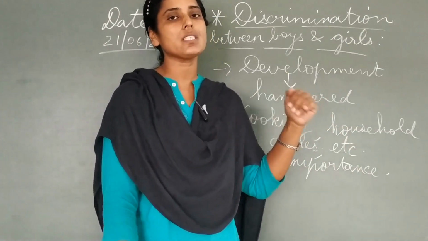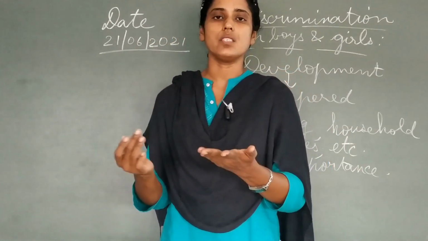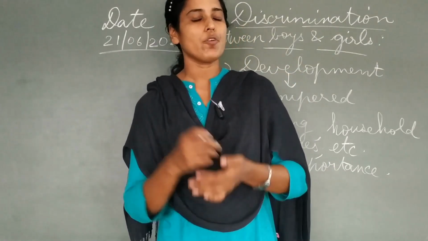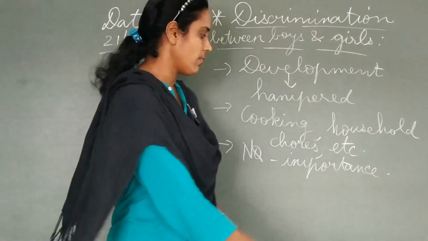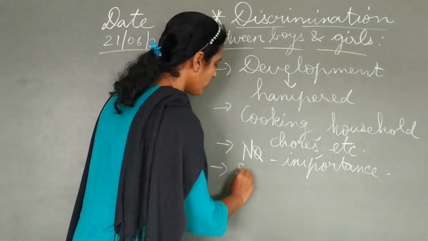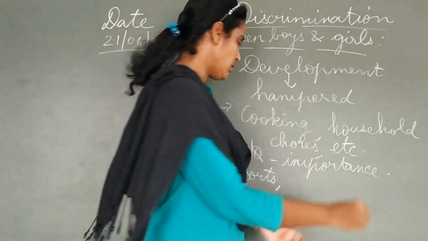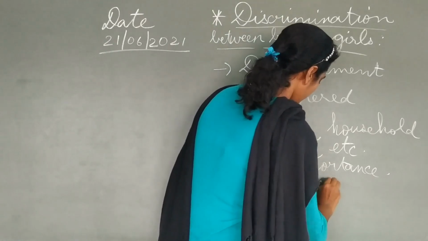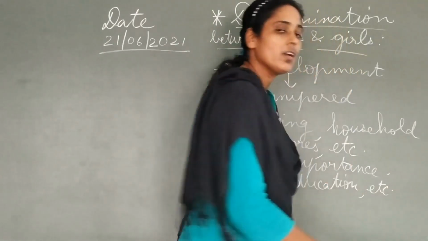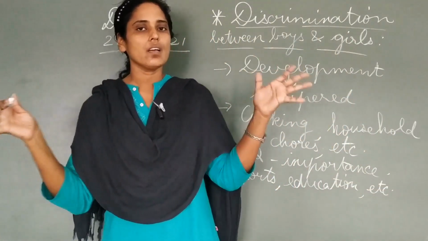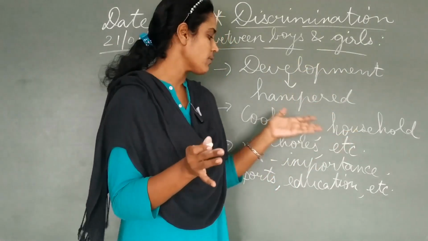So due to this, what happens? Women become totally dependent on others for all aspects of their lives. Now these people are also not given importance in sports, in education, in any sphere. These children are not given importance. So on the whole, women in such areas are not given importance for education, for sports.